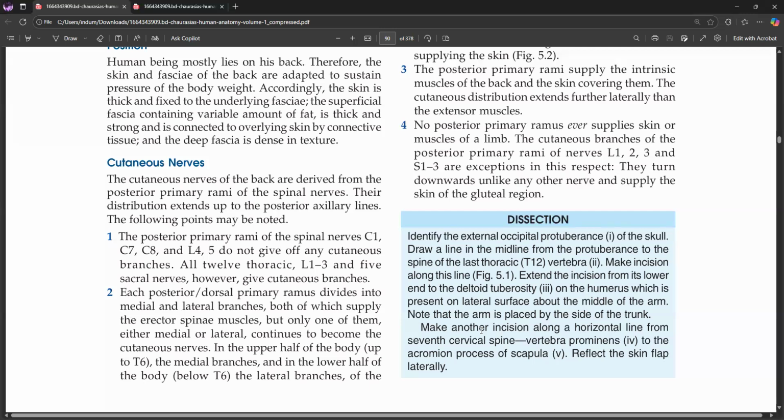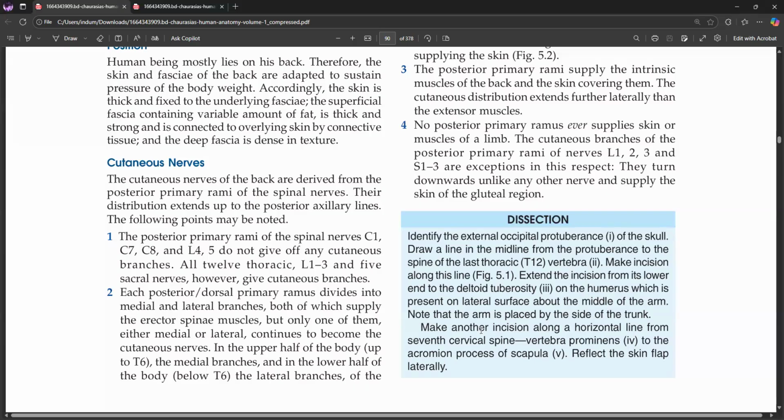Dissection. Identify the external occipital protuberance of the skull. Draw a line in the midline from the protuberance to the spine of the last thoracic vertebra. Make an incision along this line, figure 5.1.